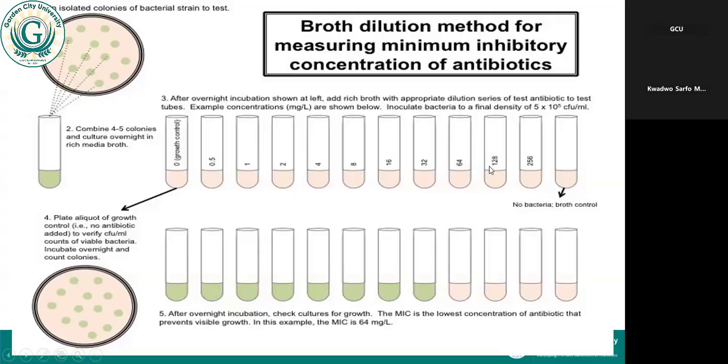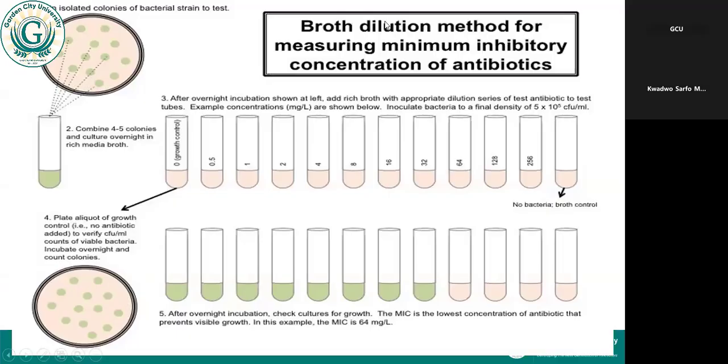If he decides to increase to 128, it will work all right. 256 will work all right. But what if the toxic levels will harm the patient? So why not come to the minimum and then probably spread it over a certain number of days or weeks to clear all the bacteria?